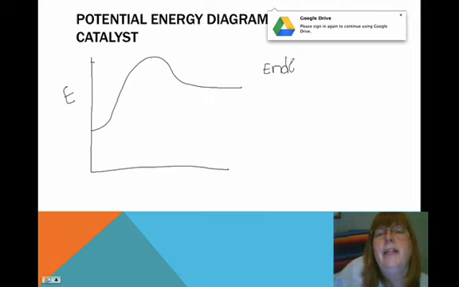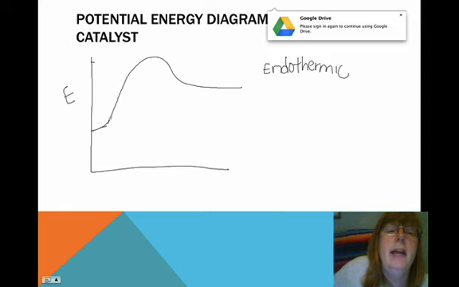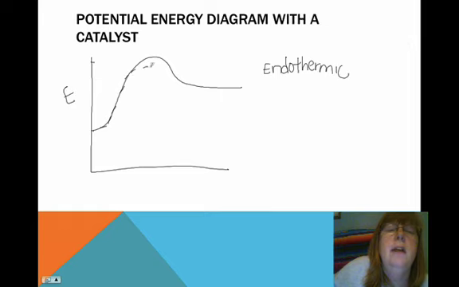It's endothermic. Excellent. Notice that we ended at a higher energy than where we started. So our forward reaction is endothermic. Now let's add a catalyst. A catalyst works by lowering the activation energy. So I'm going to draw a dotted line for what a catalyst does. It doesn't change the energy where we start. It just lowers the hill. And it doesn't change the energy where we end. The catalyst simply lowers the hill.